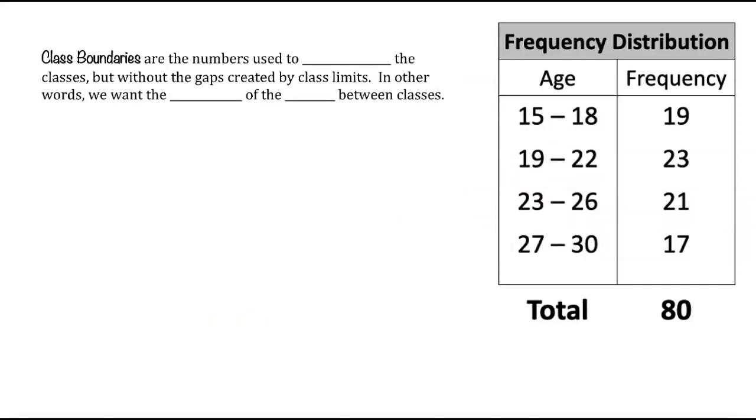Class boundaries are the numbers used to separate the classes, but without gaps created by class limits. In other words, we want the centers of the gaps between classes. Take a look at our first two classes. The first one goes from 15 to 18, and the second goes from 19 to 22. Between the numbers 18 and 19, there's a gap. And the class boundary between these two classes is the center of that gap. The center between 18 and 19 can be found by adding them together and dividing by 2.